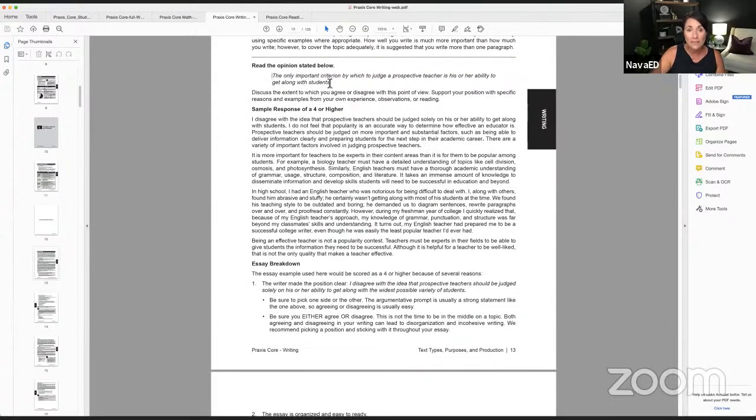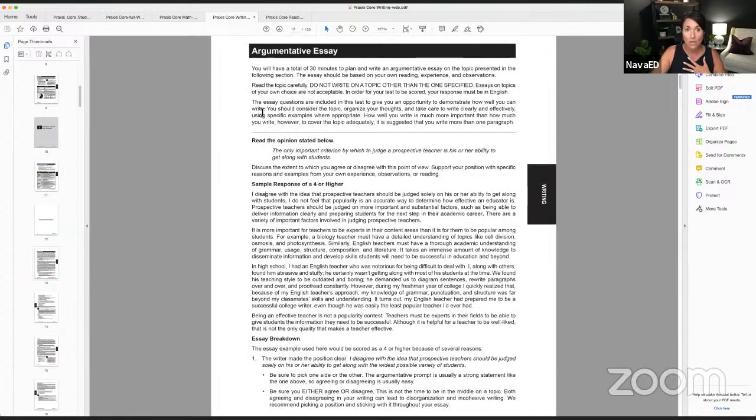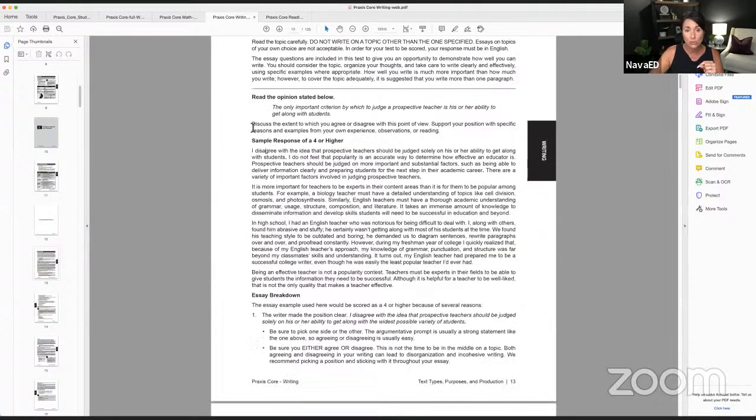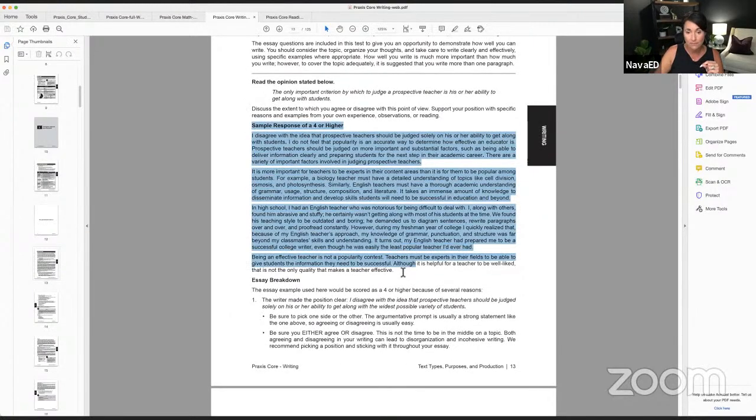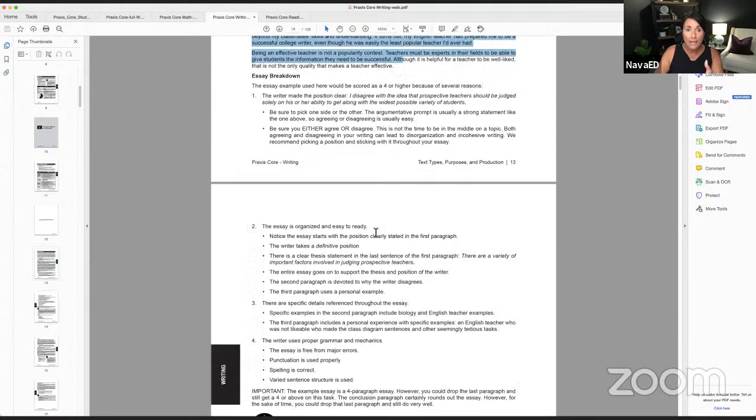Now, here's how it's going to work. You're always going to get this opinion here. It's usually going to be fairly one-sided. It's going to be easy for you to either agree or disagree. And then you're going to write your response. So here's my suggestion on how to do this. On day one, you're going to read this, and then you're going to read the sample essay, and then you're going to read why it is good.